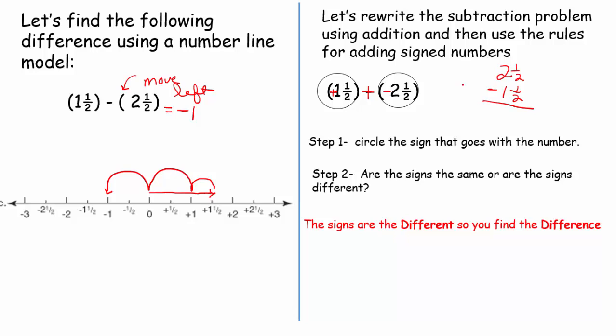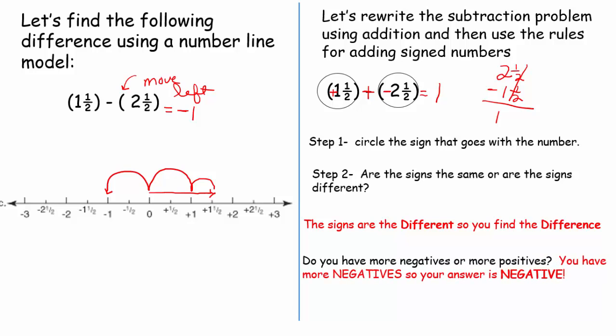And you'll notice I'm ignoring the signs at this point. I'm just following the rule: if the signs are different, find the difference. 1/2 minus 1/2, bye-bye. 2 minus 1 is 1. Then at that point, I say to myself, okay, so I know my final answer is going to involve a 1. Are there more positives or more negatives? There's definitely more negatives. There's 1 1/2 positives. There's 2 1/2 negatives. There's definitely more negatives, so my final answer is negative. You'll notice this is just my scratch work off to the side.